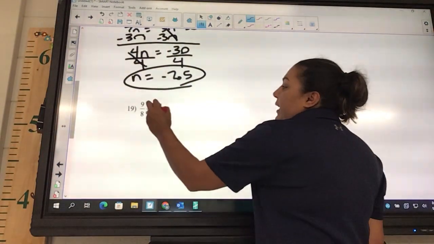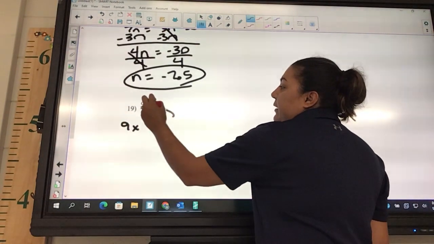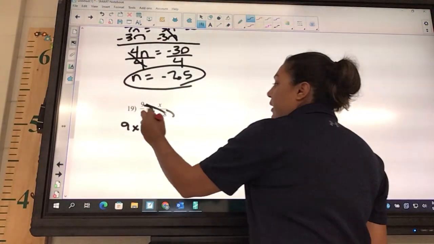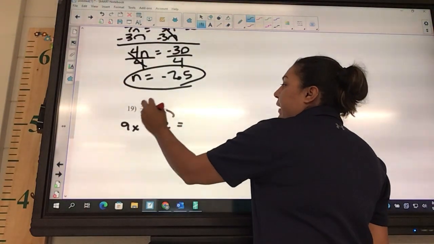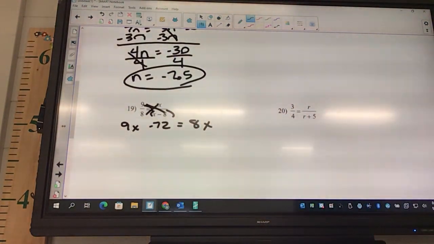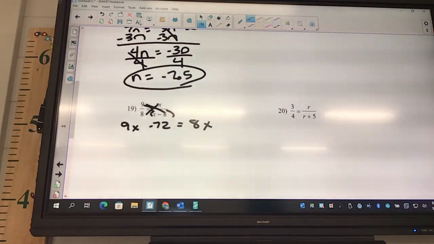Okay, 19. I got 9 times x. It's going to be 9x. 9 times negative 8. Negative 72. Negative 72 equals 8 times x. It's going to be 8x. What needs moved?